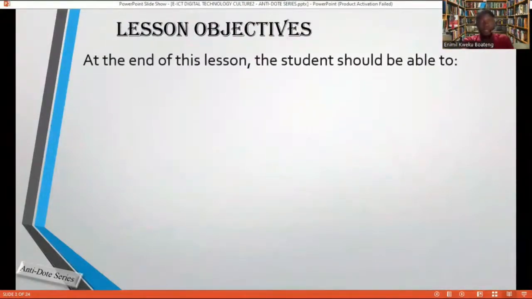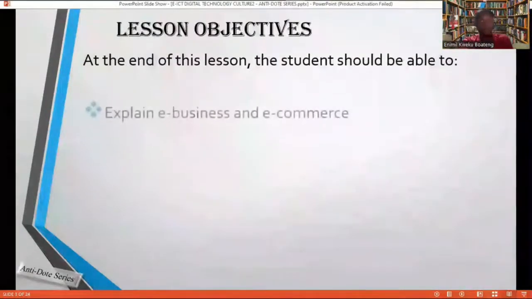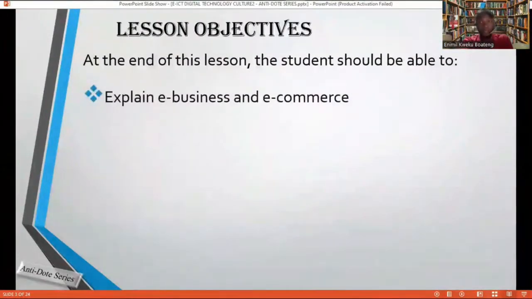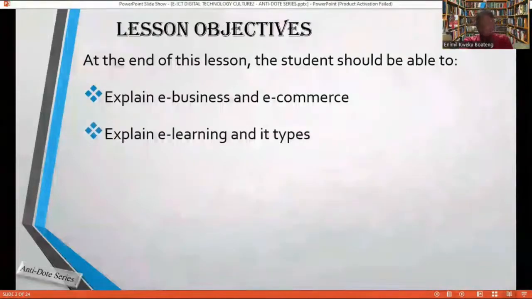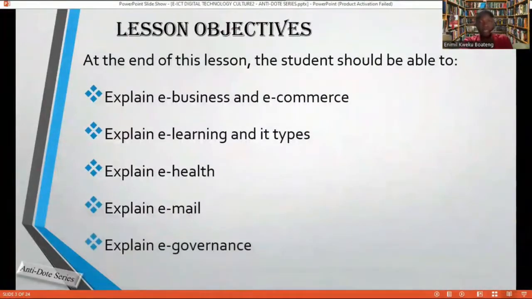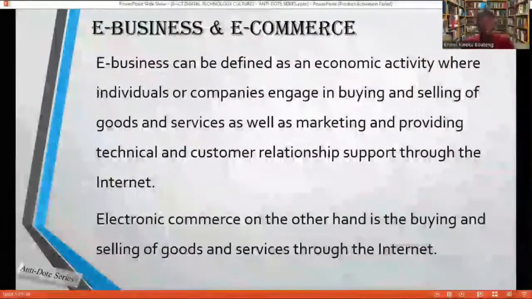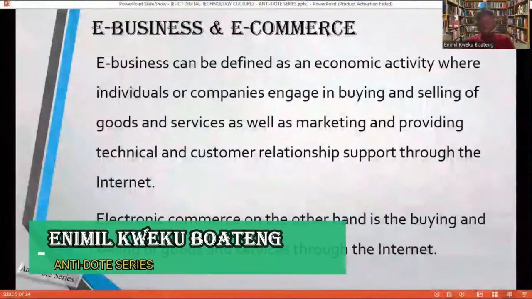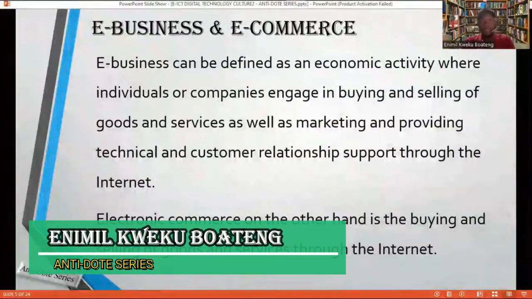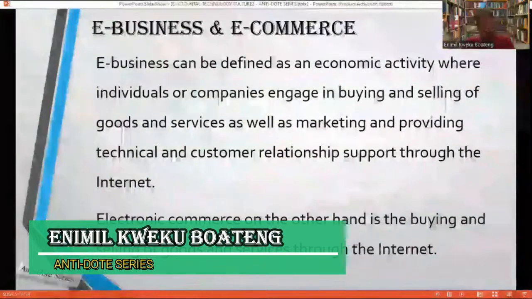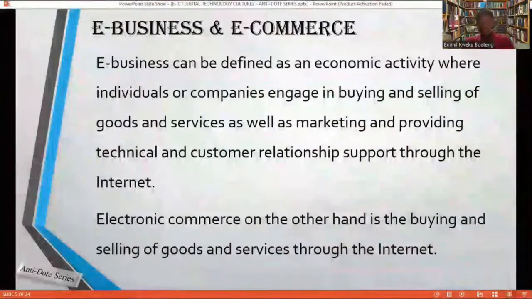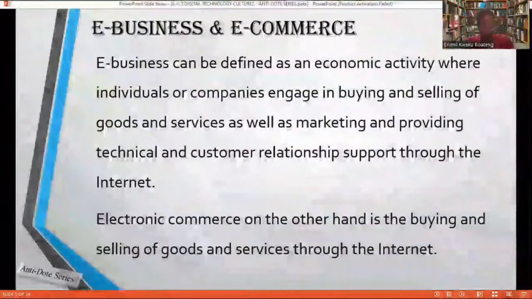So at the end of this lesson, you the student should be able to explain e-business and e-commerce, explain e-learning and its types, explain e-health, explain email, and explain e-governance. E-business and e-commerce. E-business can be defined as an economic activity where individuals or companies engage in buying and selling of goods and services, as well as marketing and providing technical and customer relationship support through the internet.